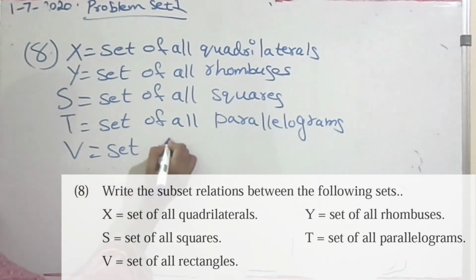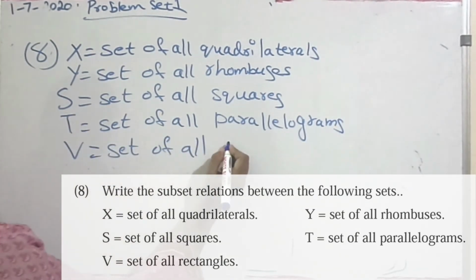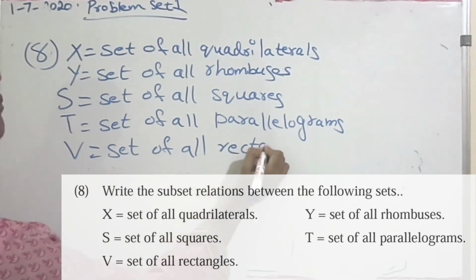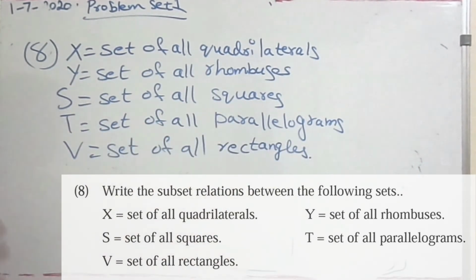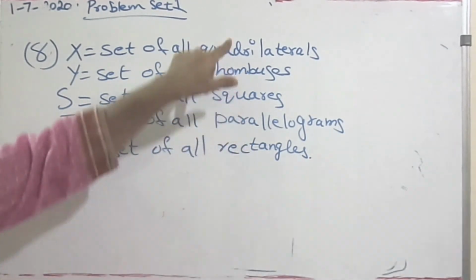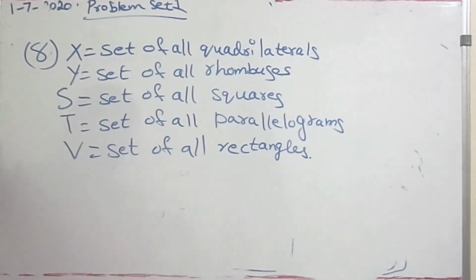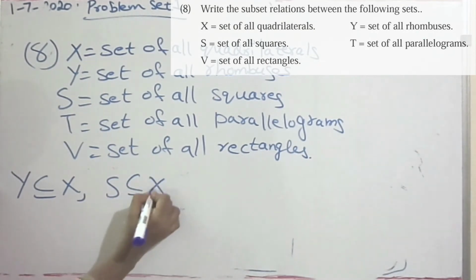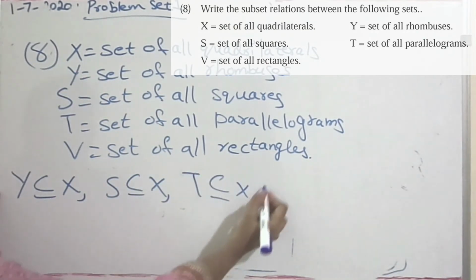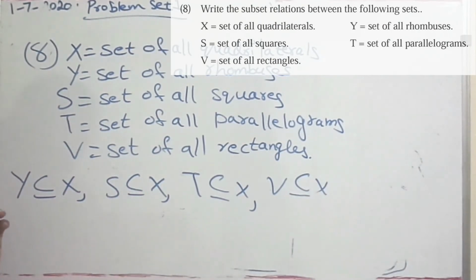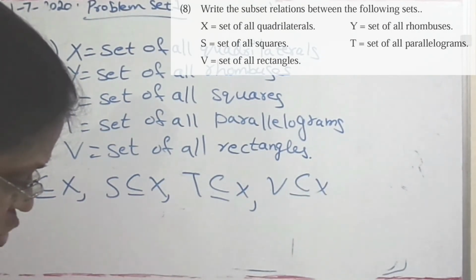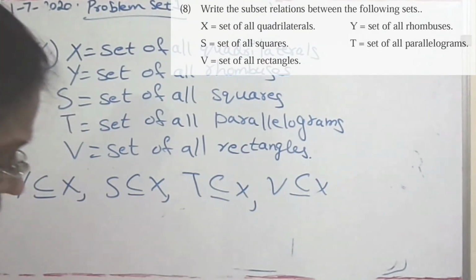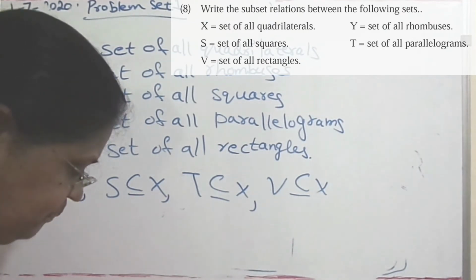Over. Okay, now here little bit geometry knowledge is needed. We have to find out which is fully contained inside which set. Subset relations you have to set. Now you can see all rhombus, square, parallelogram, rectangles are all quadrilaterals. So we can say Y is a subset of X, S is a subset of X, T is a subset of X, and V is a subset of X. Okay, is this clear? Because all of them are quadrilateral. So each one is a subset. Y, S, V, T are all subset of X.